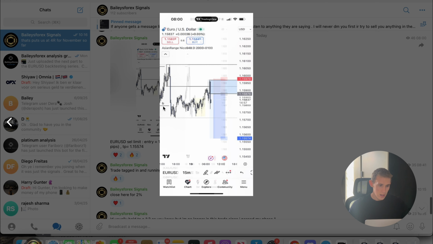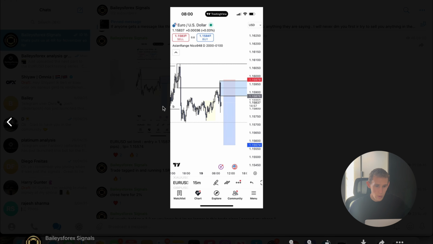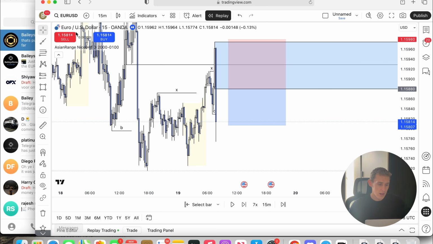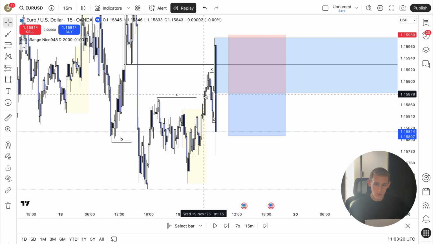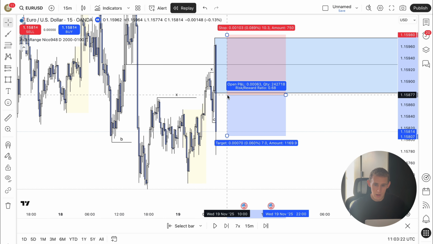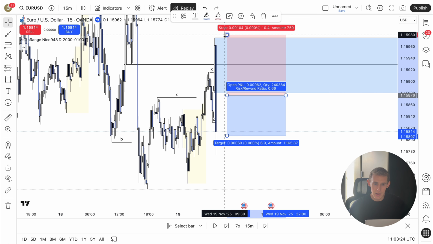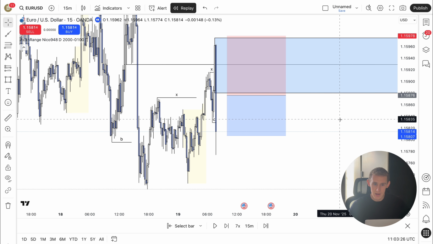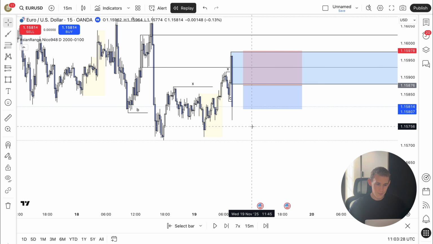This was the trade, so 15876 and 978. So the entry was a little bit lower, 76, and this was 978. So this was the trade.